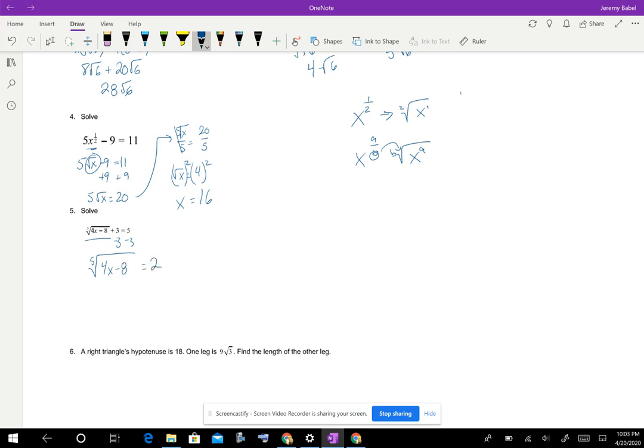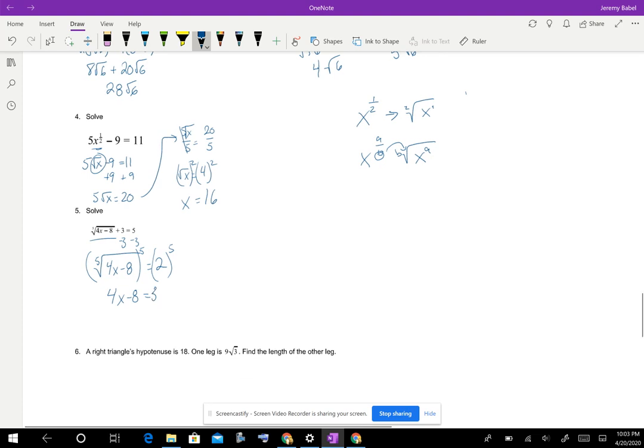And then, so we have the 5th root, so we're going to raise to the 5th power. Raising the 5th root to the 5th power is just going to leave us with 4x minus 8 on the left. And then 2 to the 5th is 32. 2 times 2 times 2 times 2 times 2.